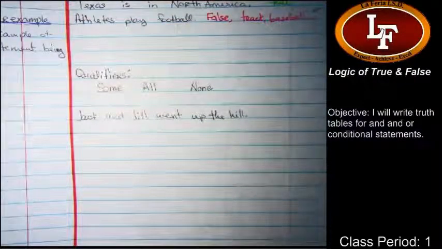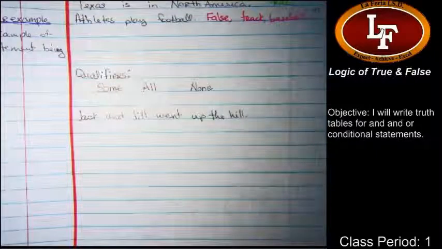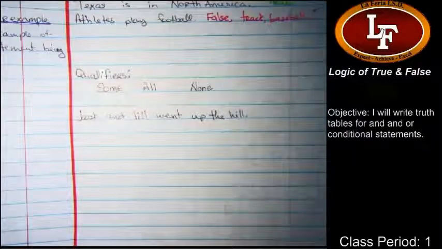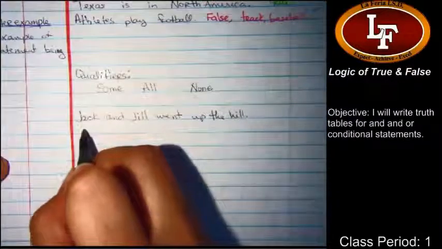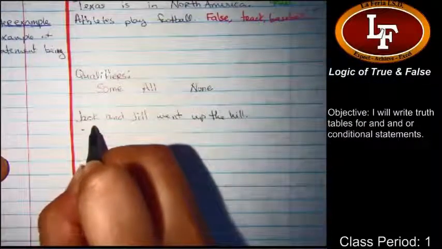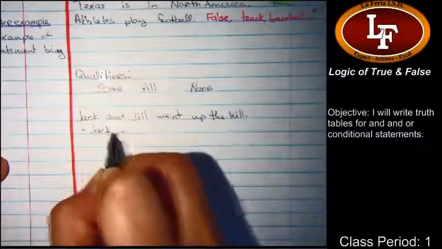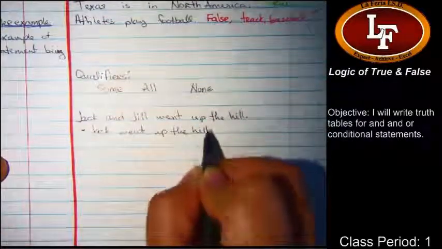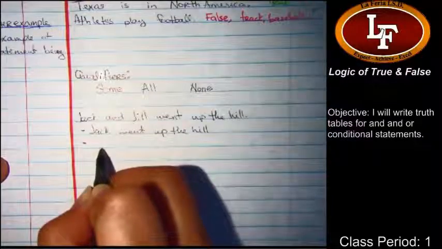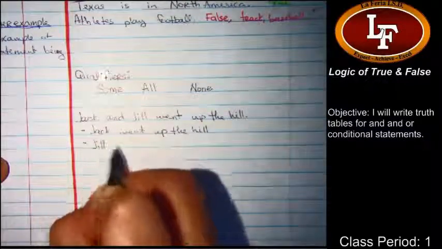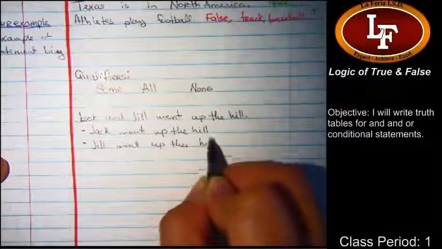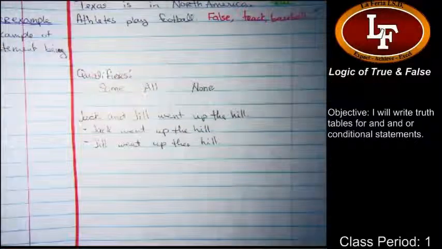All right, this is an and statement, isn't it? Jack and Jill went up the hill. What are the two statements that are being said in this one sentence? Who goes up the hill? Jack goes up the hill, and Jill. Jack went up the hill. We also have the statement, Jill went up the hill. Don't we? In that same sentence? So if we're breaking it apart, we should have those two sentences.